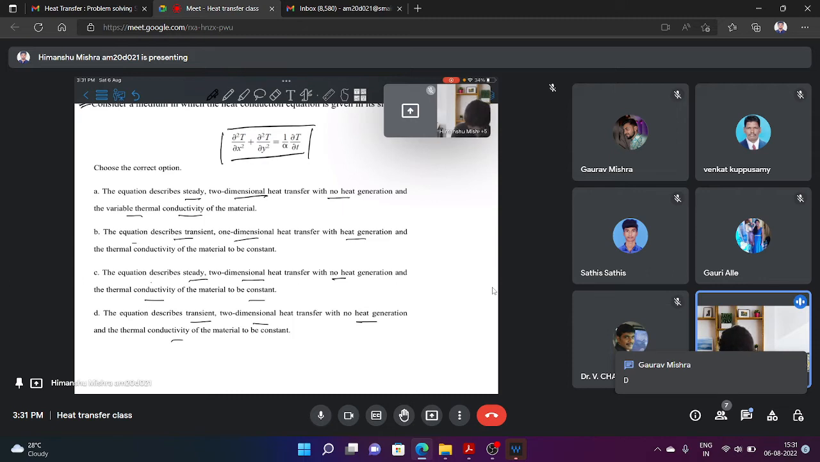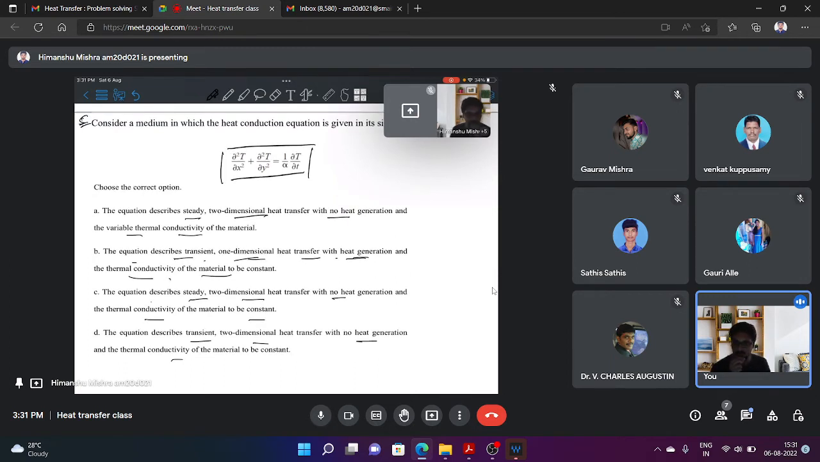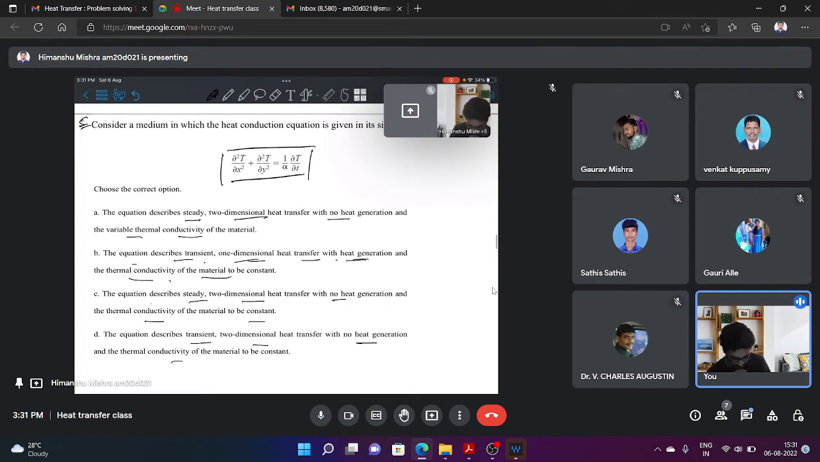The equation describes transient one-dimensional heat transfer with heat generation and thermal conductivity of the material to be constant. First of all, there is no variation in the properties, no variation in the thermal conductivity, because the thermal conductivity is separately written at the RHS, and it is to be constant. Moreover, the equation is written in terms of x and y coordinate system. That means this equation is not one-dimensional.